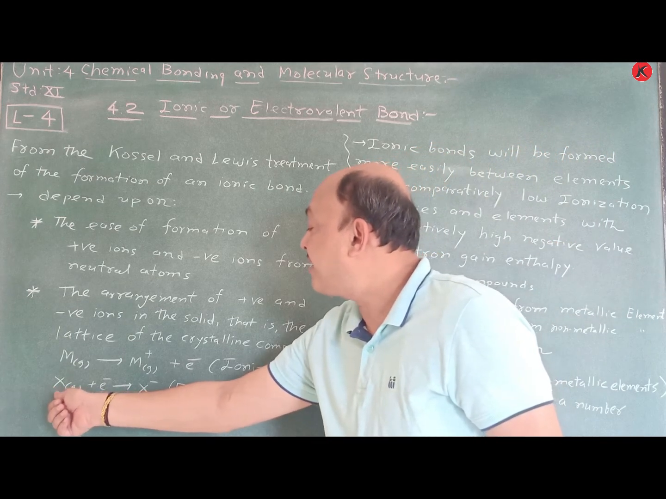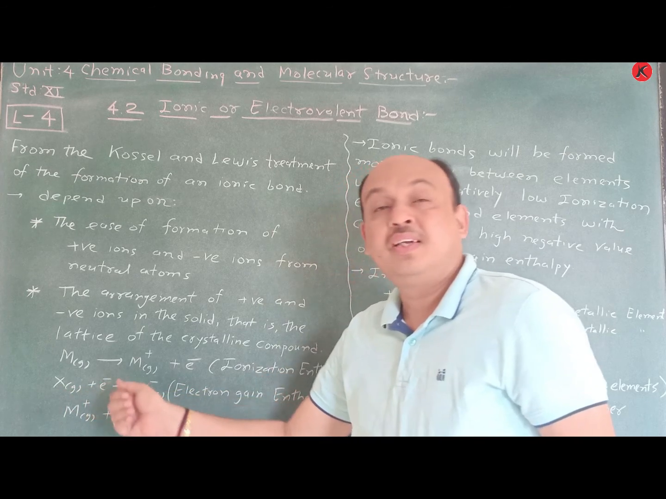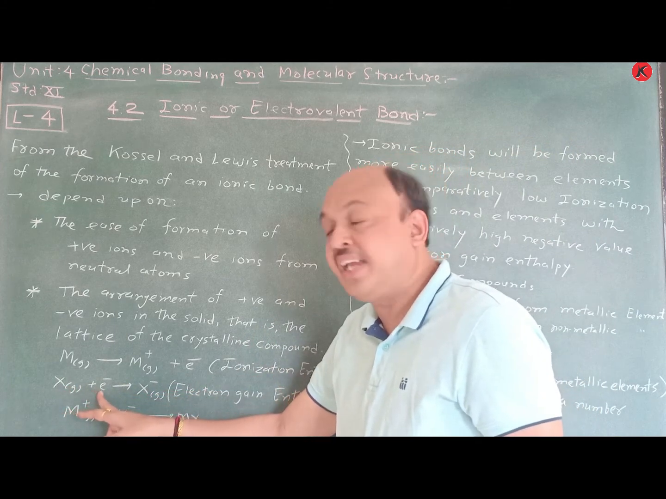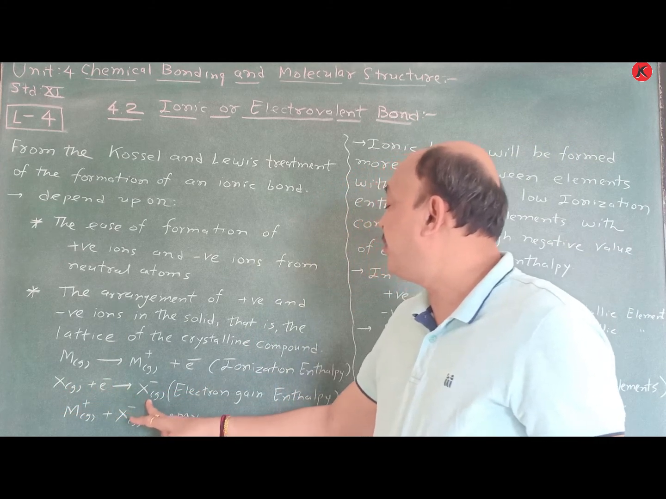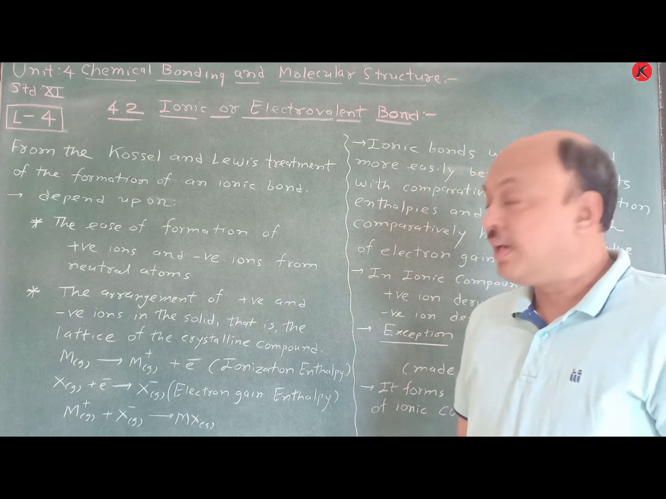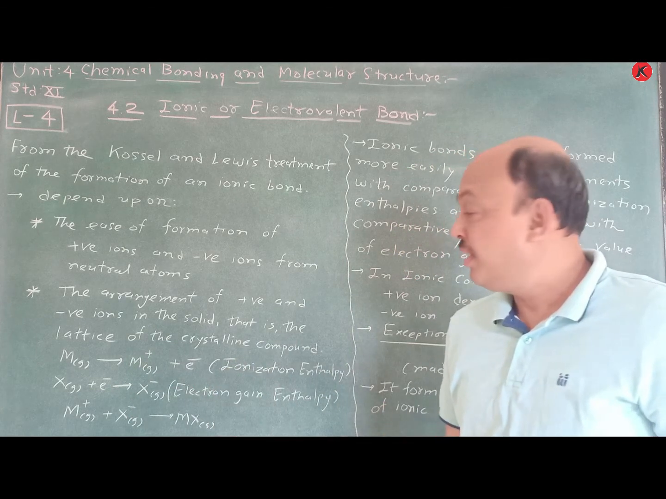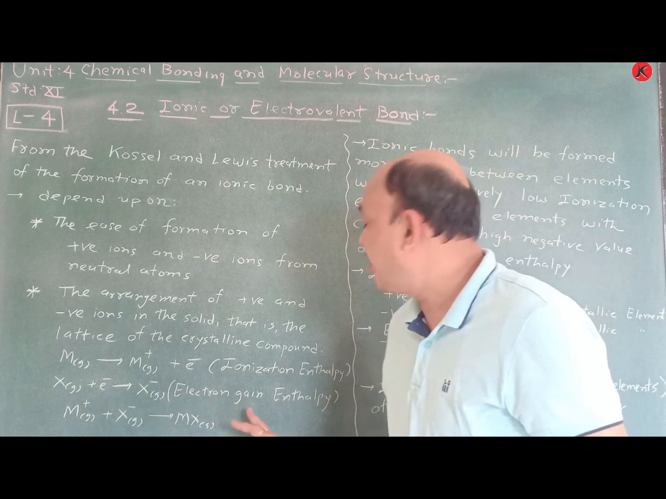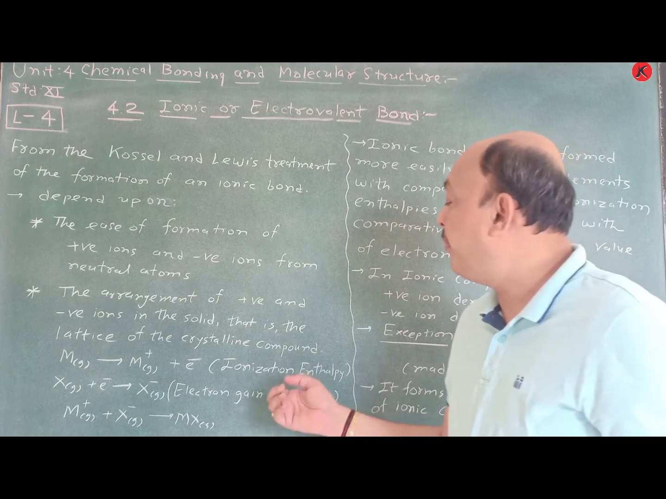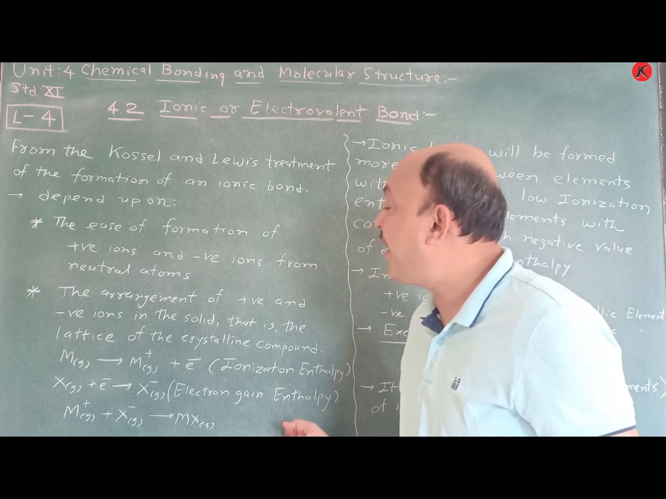And here X gas plus electron, that means X in gaseous form. If this neutral atom in gaseous form gains an electron, it converts to X minus in gaseous form, and this is the electron gain enthalpy. Remember here, ionization enthalpy is an endothermic reaction, but electron gain enthalpy may be endothermic or exothermic, though the value may be highly negative. So this is very important.